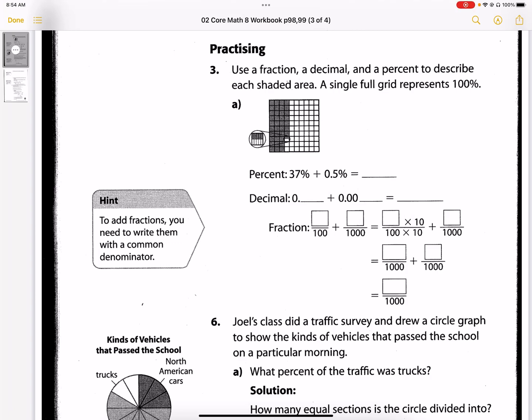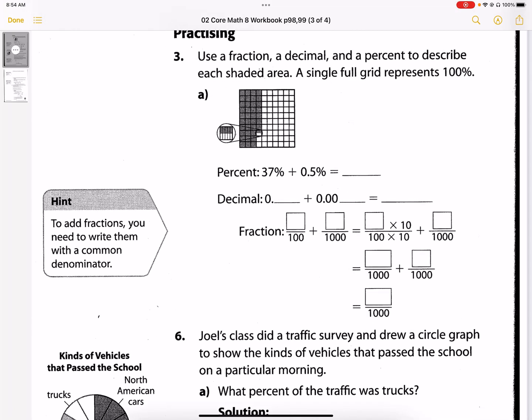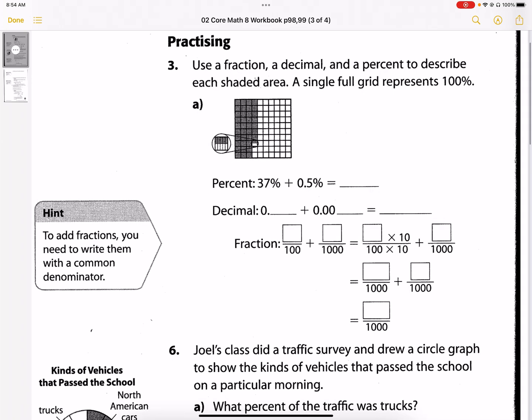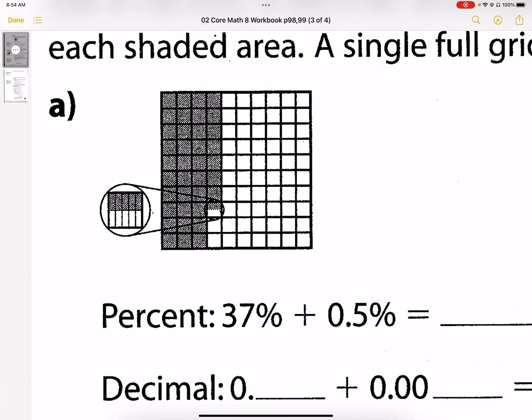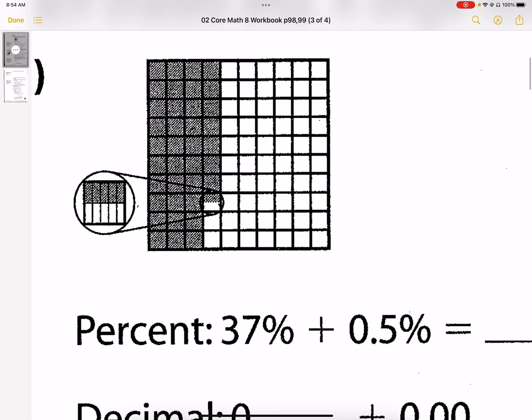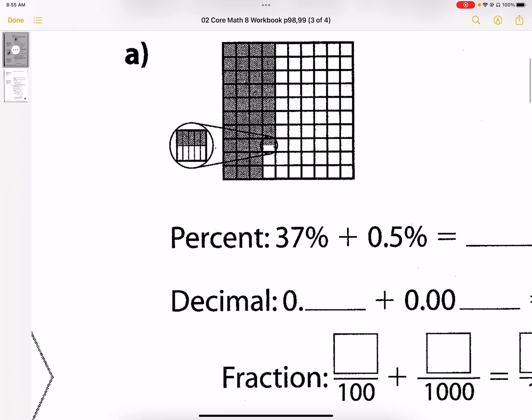So this is page 98 from the homework, and number 3 says use a fraction, a decimal, and a percent to describe each shaded area. So the shaded area is our hundreds grid, and you can see there that the zoomed in part just represents a fraction of one square, which is a fraction of 1%. If we count, there are 37 fully shaded squares, so that's 37%. So that's where we get this from.